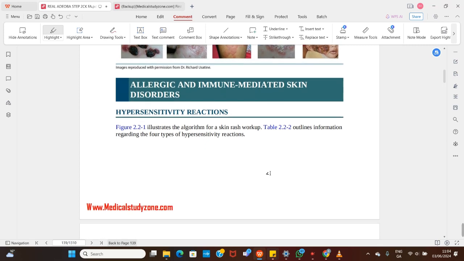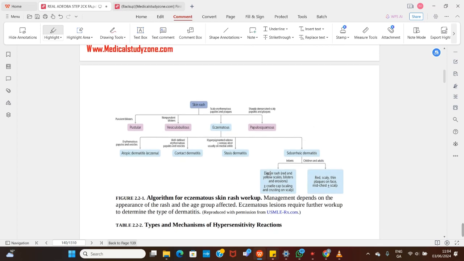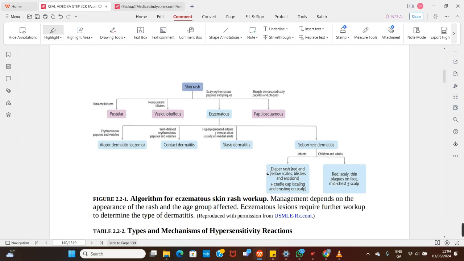Moving on to the hypersensitivity reactions, and okay, we have an algorithm here. I don't really think we need to waste time with this algorithm because we might not really get much. But a typical skin rash might be categorized into four different patterns. A pustular pattern, that means you have pus collecting within a vesicle, right? Called a pustule. An example of that is pustular psoriasis.